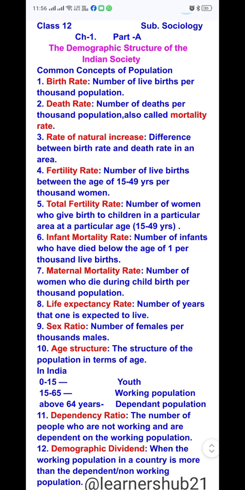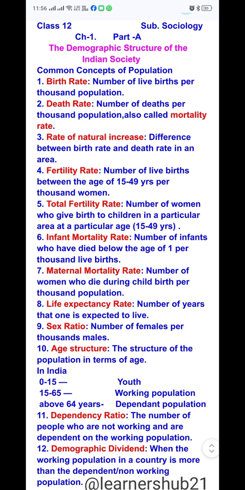The next two definitions are the fertility rate and total fertility rate. In fertility rate, it is the number of live births between the age of 15 to 49 years per thousand women. If in an area the number of live births given by women between the age group of 15 to 49 is counted, it is known as the fertility rate of that area.